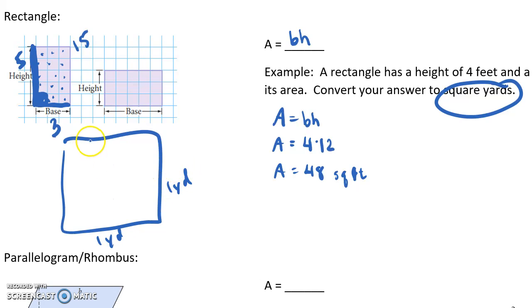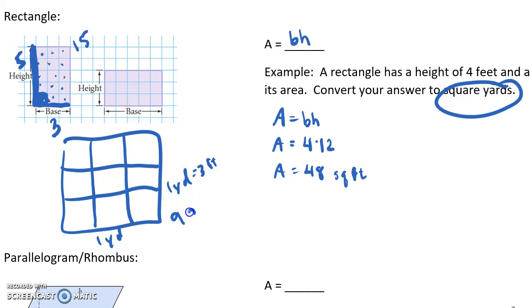So a yard, remember, is 3 feet long. So a square yard is equivalent to 9 square feet. Okay, so for every square yard, we have 9 square feet, and you can see it from the picture.